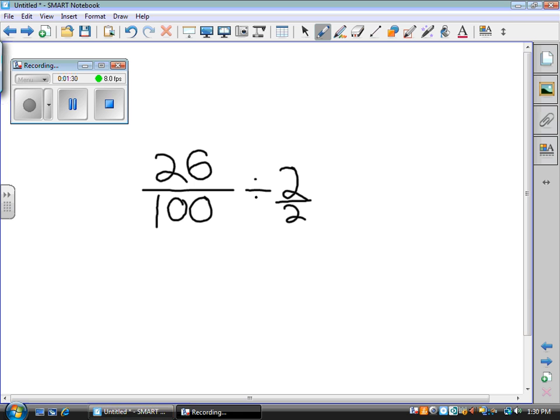Now, on the top we have 26 divided by 2. What do we get there? 13. Okay. So equals 13. Don't forget your equal sign. On the bottom, what do we get? 50. Okay.